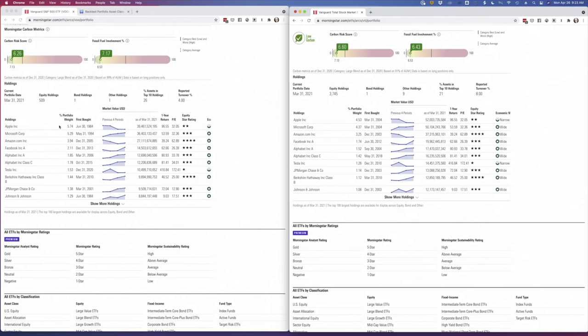So for example, with the S&P 500 over here, if you were to invest $100 in VOO, $5.74 would go to Apple. And if you were to invest $100 in VTI, that's the total stock market ETF, then $4.53 would go to Apple. If you're new to index investing, index funds, that may come as a surprise.